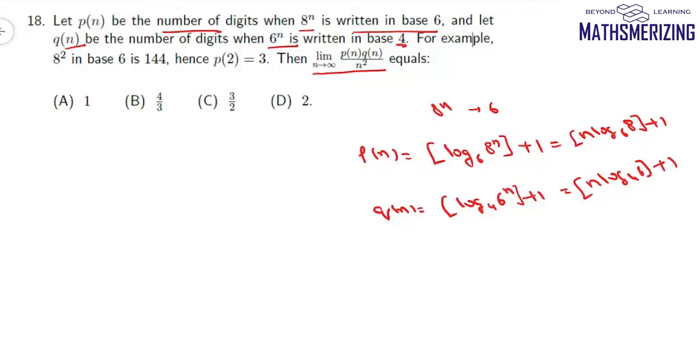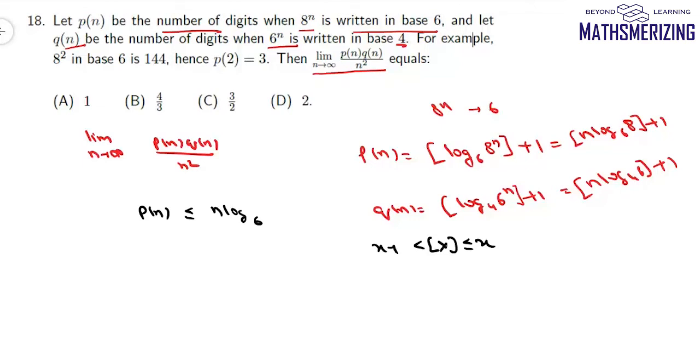Now we need to find this limit, which is the limit as n tends to infinity of Pn into Qn upon n square. Now in the greatest integer function, we know this property: the greatest integer function of x is always less than or equal to x, and it is greater than x minus 1. So I can write Pn is less than or equal to n log 8 base 6 plus 1, and it is greater than n log 8 base 6.